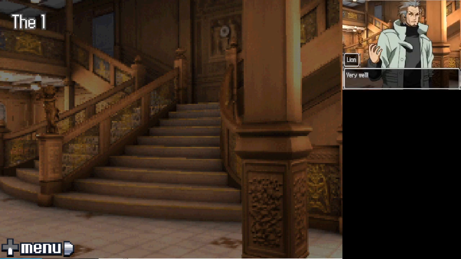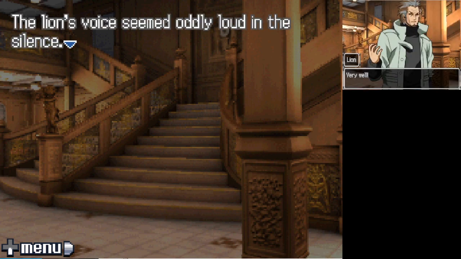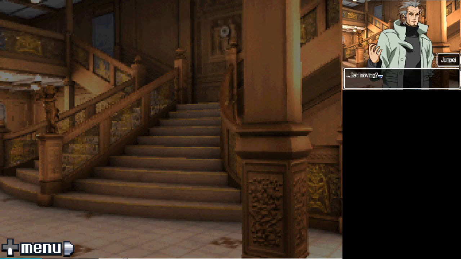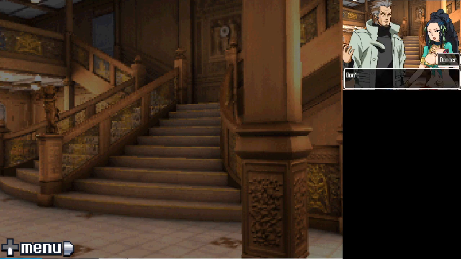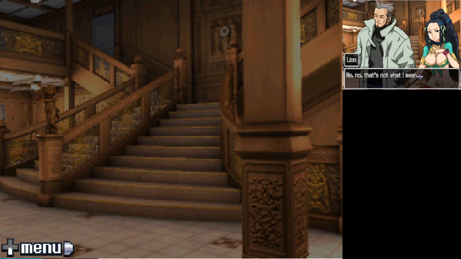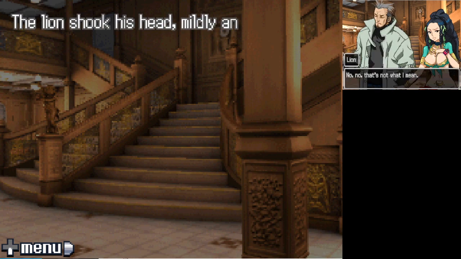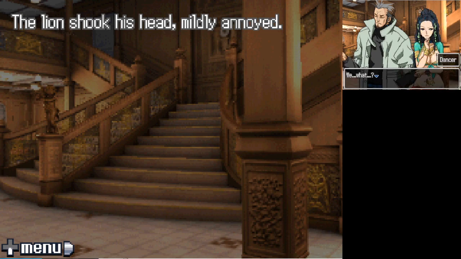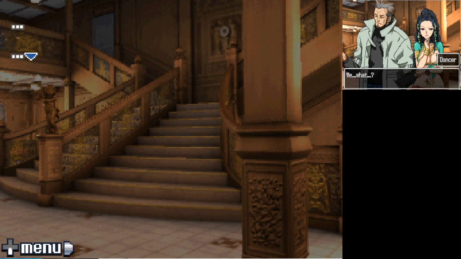"Very well." The line's voice seemed oddly loud in the silence. "Standing around here won't do us any good. Unless we get moving, don't you think?" "Get moving? Plan on opening numbered doors? Hey, wait. Don't tell me you're actually going to do what this Zero says." "No, that's not what I mean." Blind shook his head, mildly annoyed. "I'm saying let's find another way. After all, we haven't really examined this place yet." "What?"